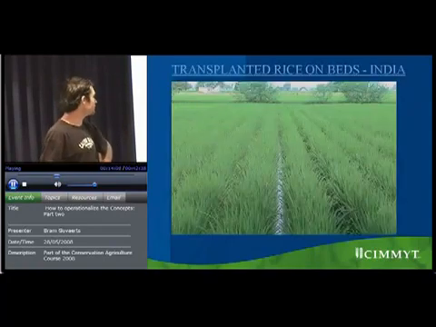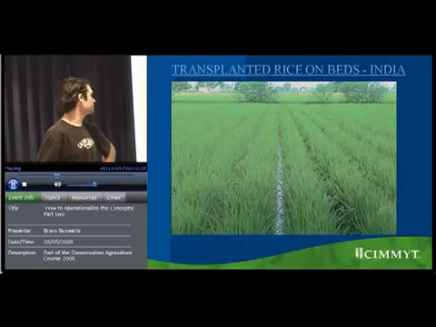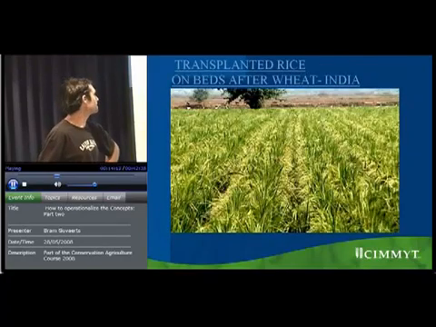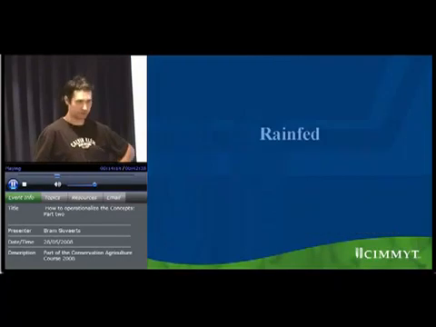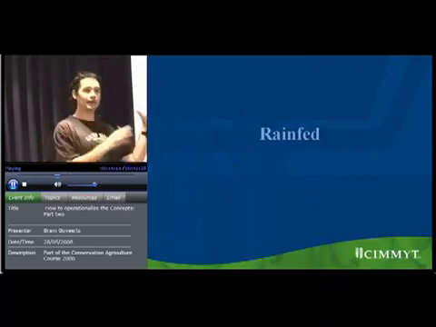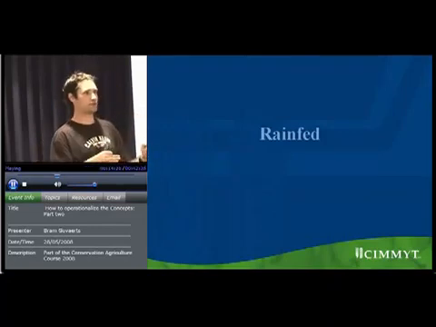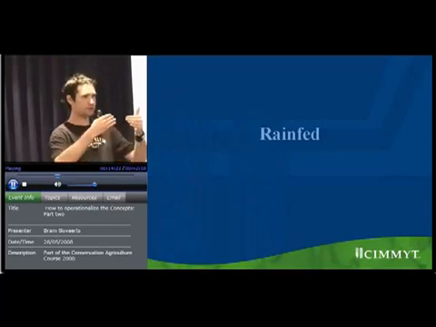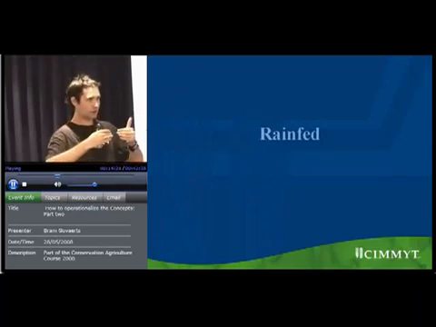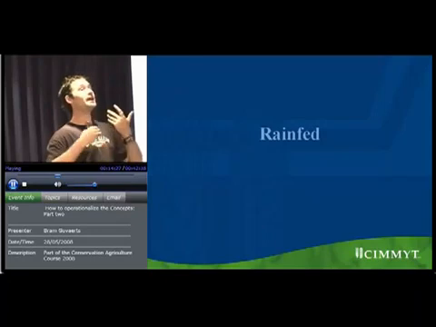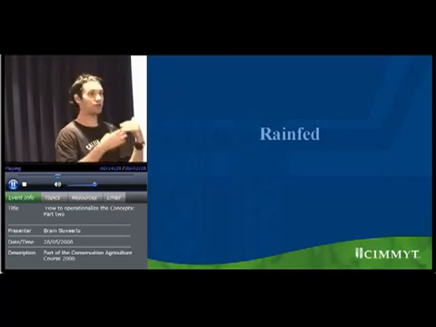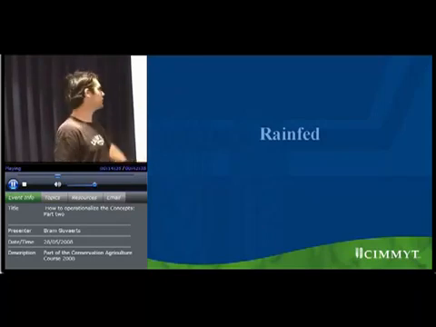Transplanted rice on beds in India, more transplanted rice on beds in India, and then we go to the rainfed situation. So this was irrigated: operationalizing the principles of conservation agriculture, reduced tillage, crop rotation, leaving crop residue, but in an irrigated situation with flood irrigation, so we do it with permanent beds.